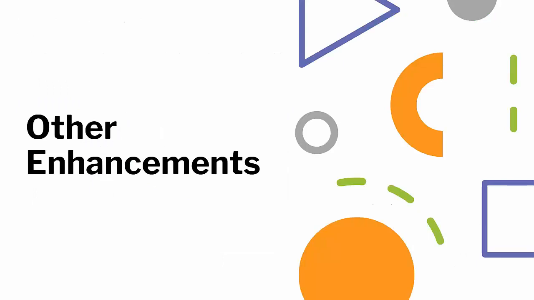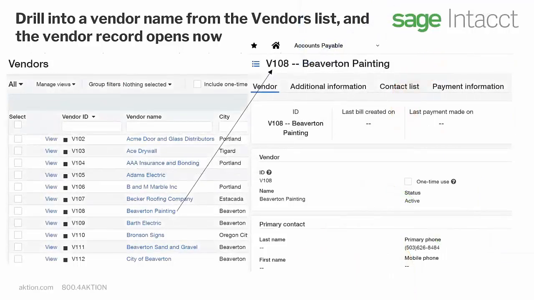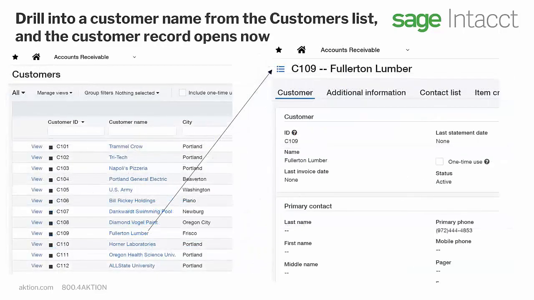A couple other enhancements that are new to Intacct. More on the user interface, now you have the ability to drill down into a vendor name and it will open the vendor record. Previously, it would open to a general ledger report. Again, not as user-friendly, and so now when you select that vendor name, you'll be able to see all of the vendor information, additional information, contacts, and payment information all on that one screen. And of course, what they do to the vendors, you can now see on the customer list as well.